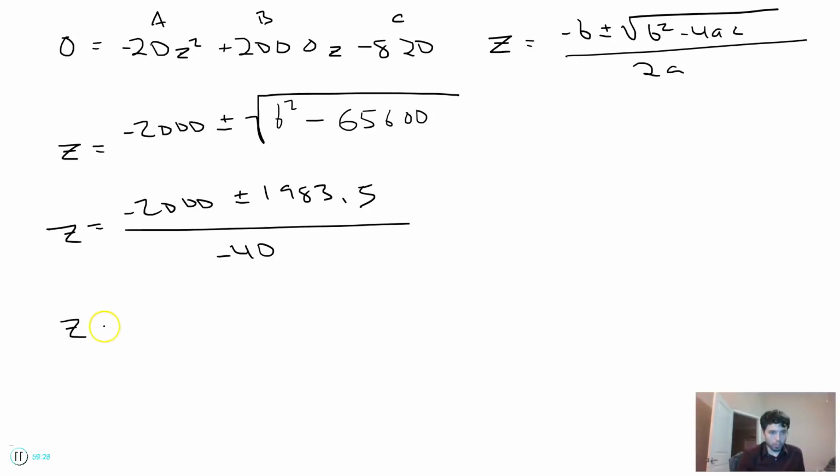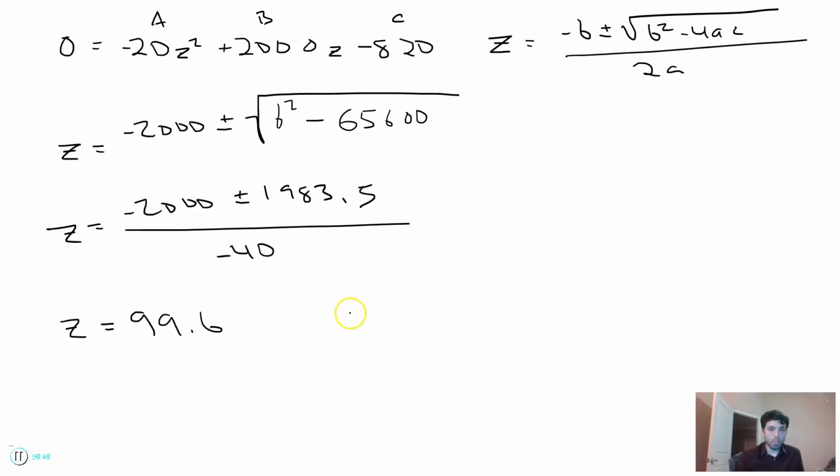It's going to get two answers for z. So I do negative 2,000, let's minus first, minus 1,983.5, and then divide by negative 40. And I get 99.58. 99.6, we call it.